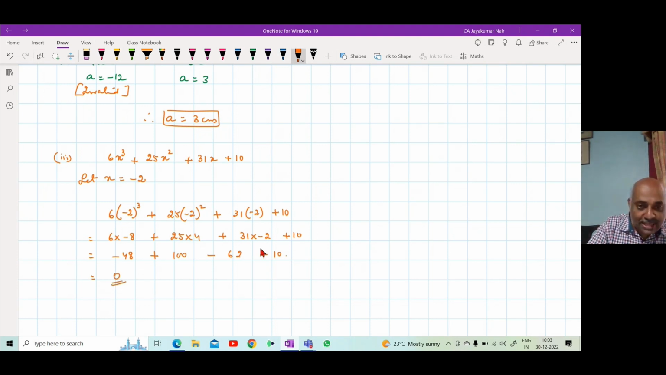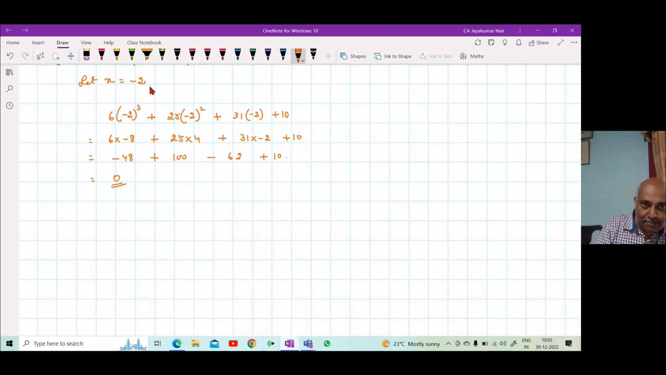Since you get 0 as the value, that means x plus 2 is a factor of that particular expression, a factor of 6x cubed plus 25x squared plus 31x plus 10. So this is a factor of this.